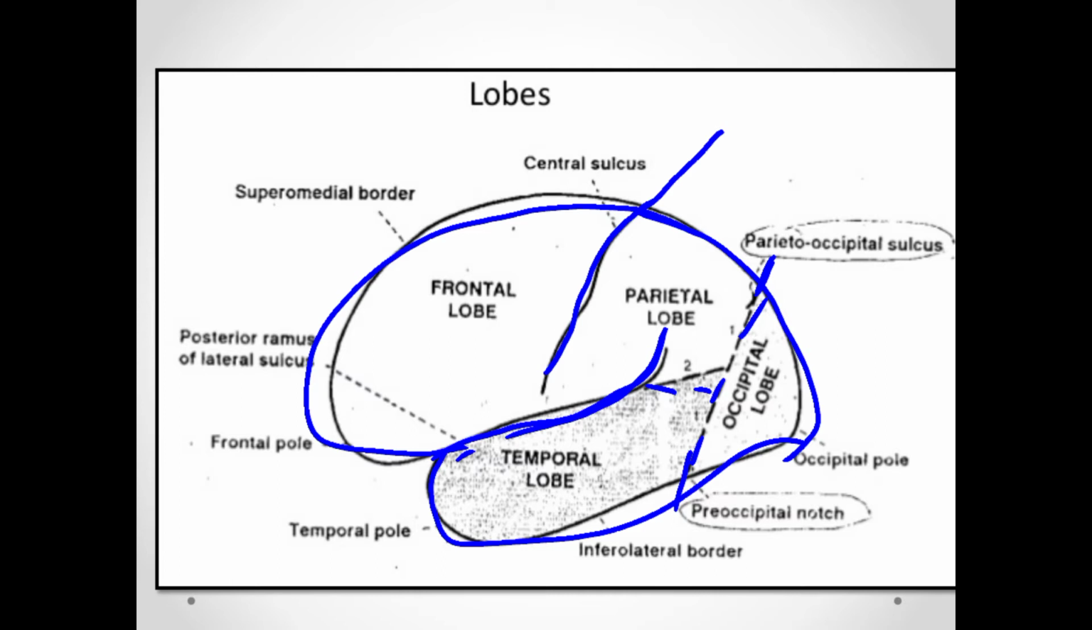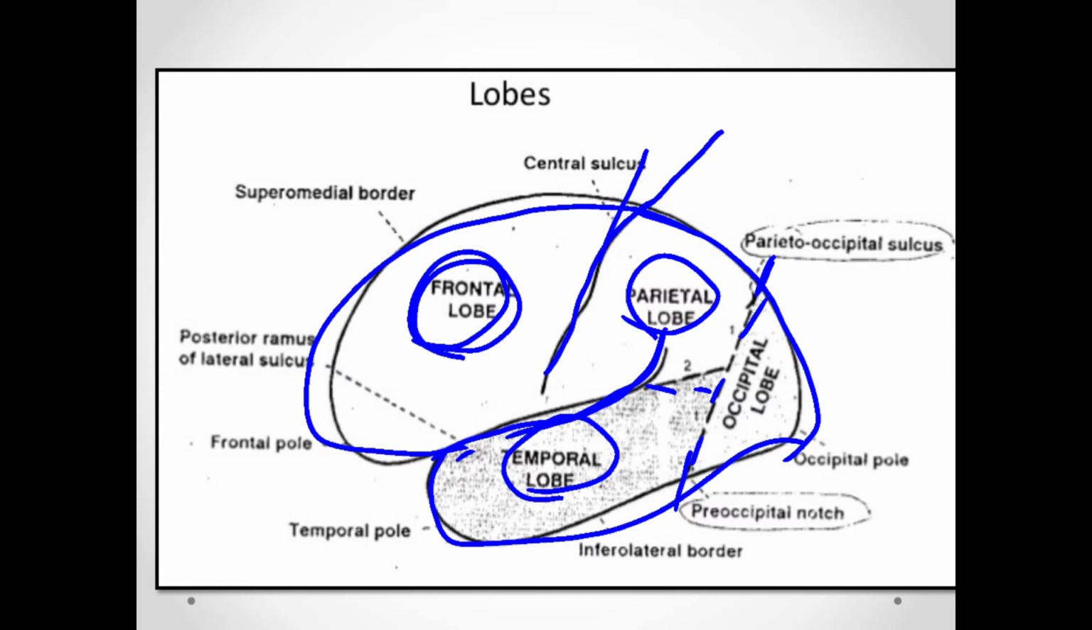So what are the 4 lobes you see here? In front of the central sulcus, the lobe is called the frontal lobe. Behind the central sulcus, the lobe you see is called the parietal lobe. Below the second imaginary line, this part we call the temporal lobe. And the last, the part behind the parieto-occipital sulcus and pre-occipital notch, is called the occipital lobe.